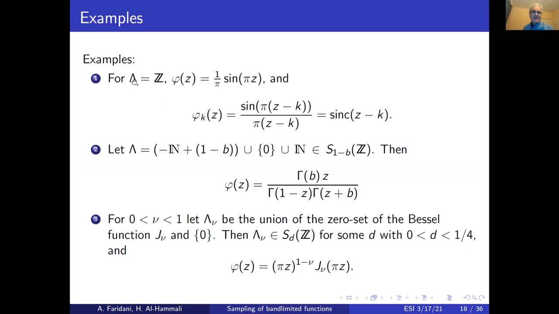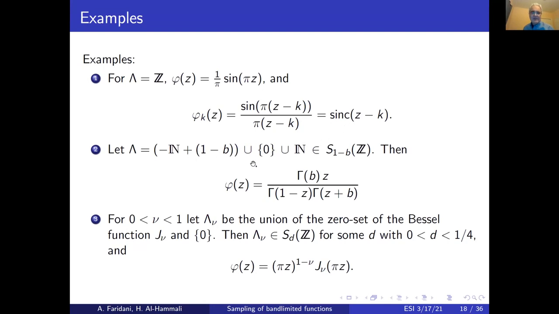So first we put our classical sampling theorem in this context. If we take our sampling set lambda to be the integers and phi is 1 over pi sine pi z, then phi k of z turns out to be the well-known sine pi times z minus k over pi times z minus k, or short sinc, the cardinal sine of z minus k.